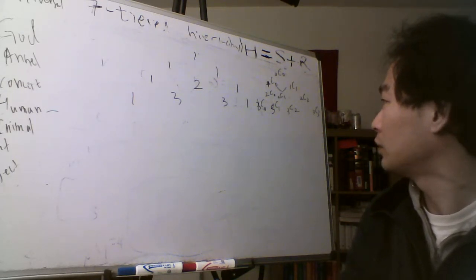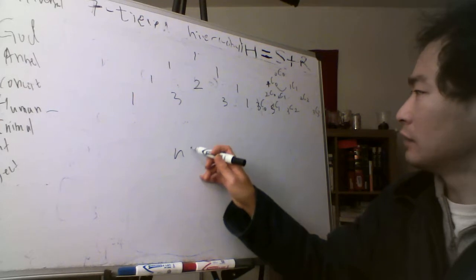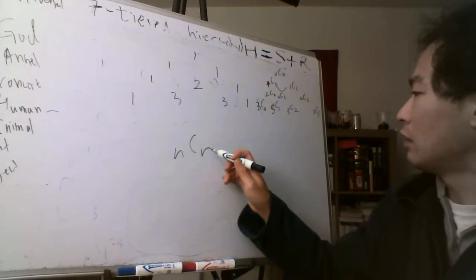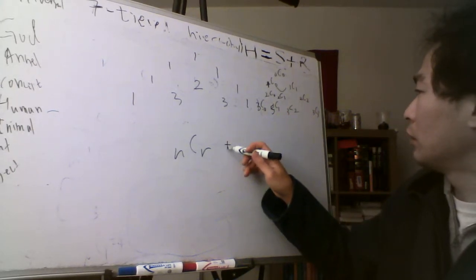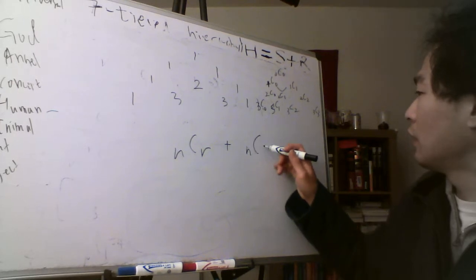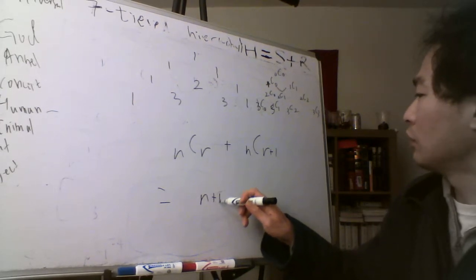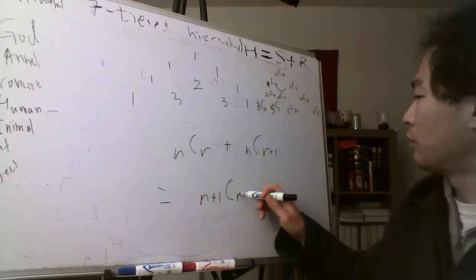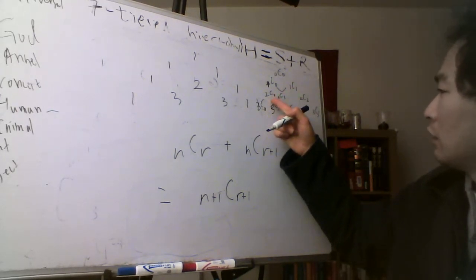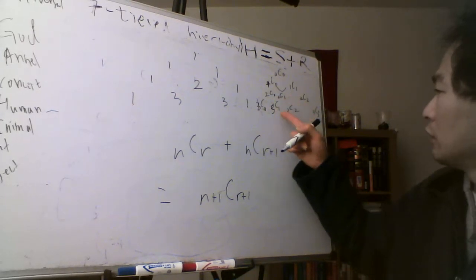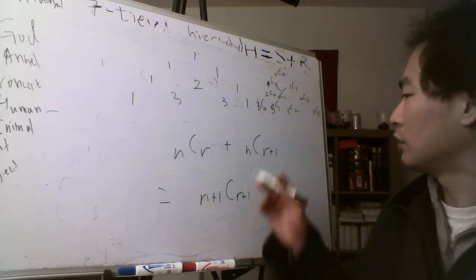Probably it's fairly easy to prove this equality: nCr plus nCr plus 1 is equal to n plus 1 C r plus 1. You are adding these two: nCr plus nCr plus 1 is equal to n plus 1 C r plus 1. So it's this equality.